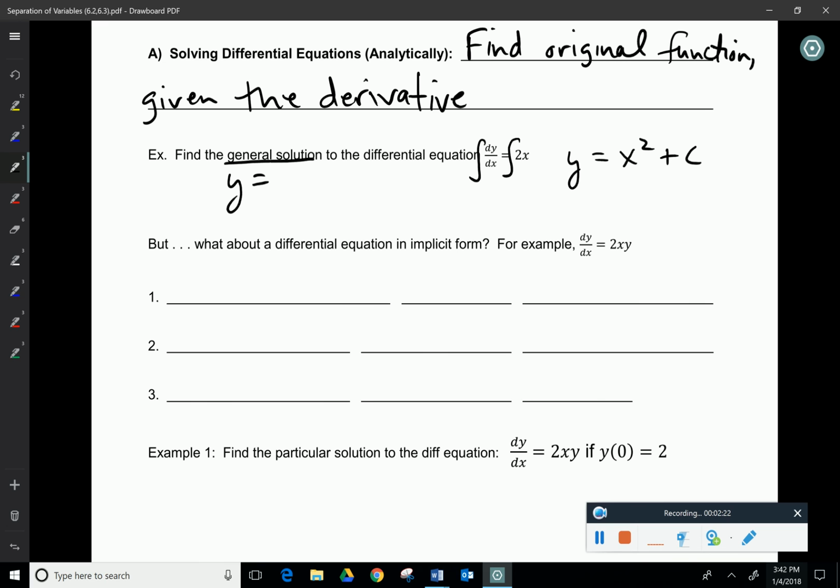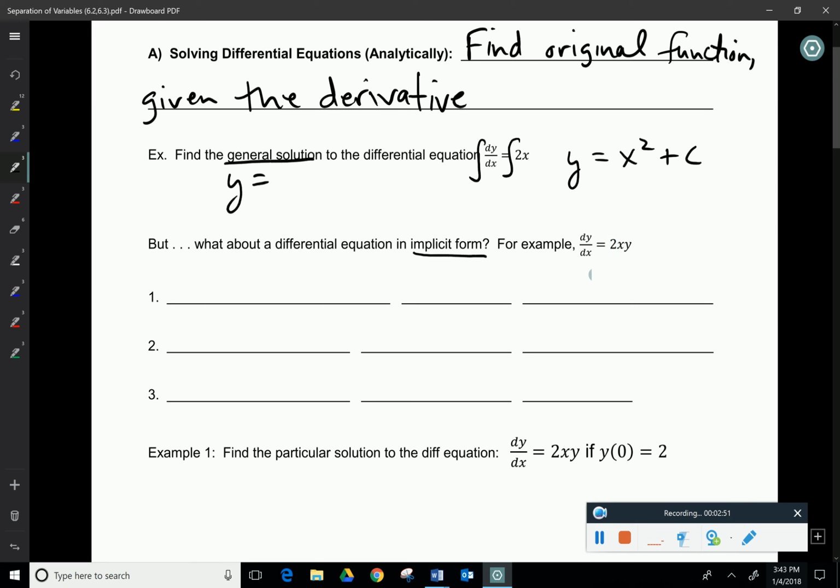What if I have a differential equation that is in implicit form? Remember, implicit form means that you have the x's and y's mixed up. In other words, the derivative is 2xy. How can I integrate this if I have both x's and y's? The answer is you can't. You can't integrate if you have both x and y mixed up.